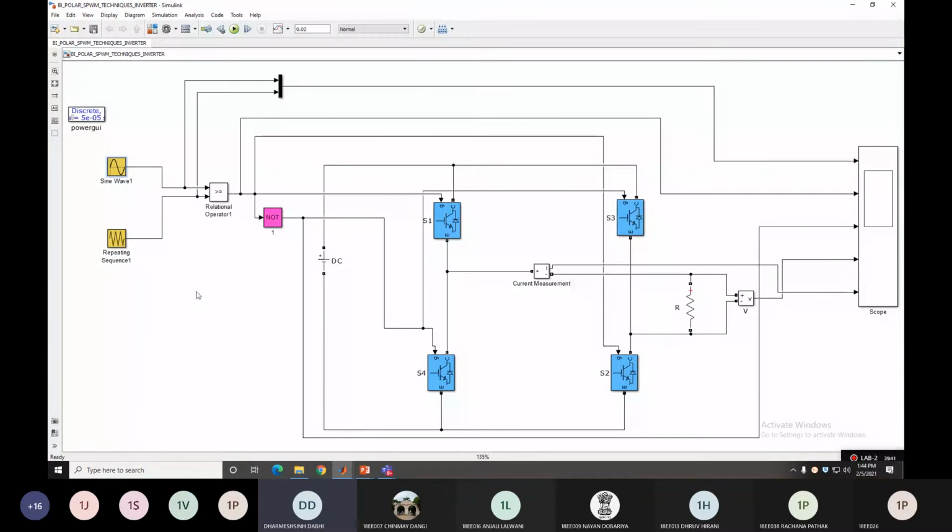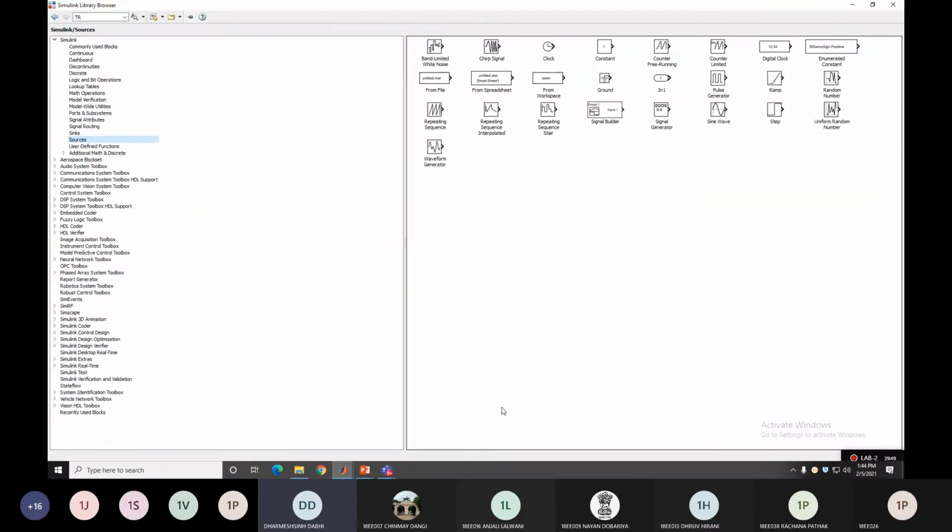Okay. Now next, we compare with the triangular wave. So how to generate the triangular wave? For that, first of all, go into the Simulink library browser.